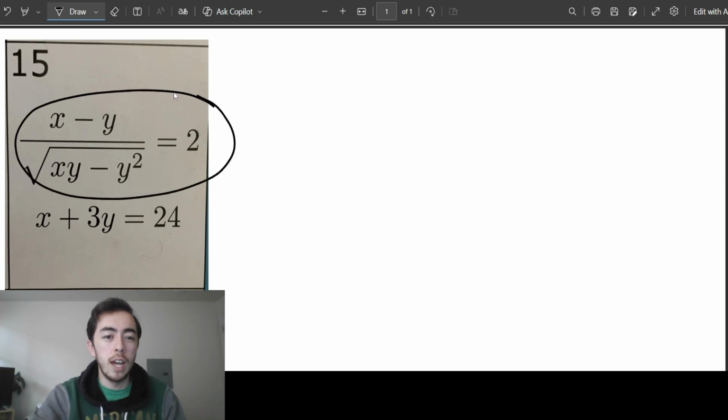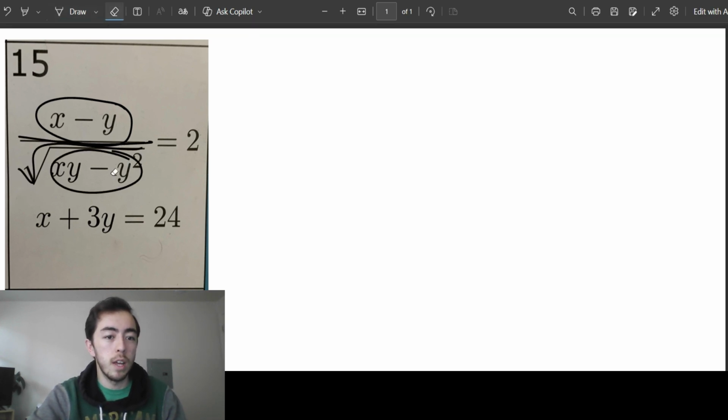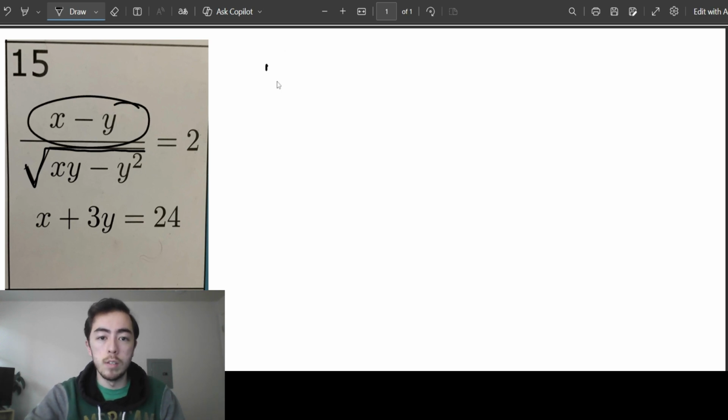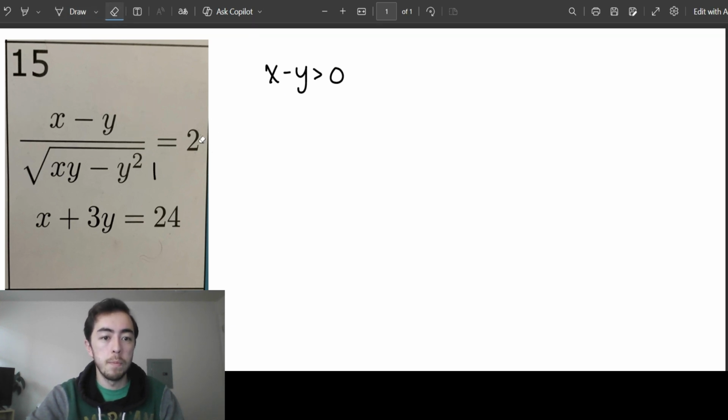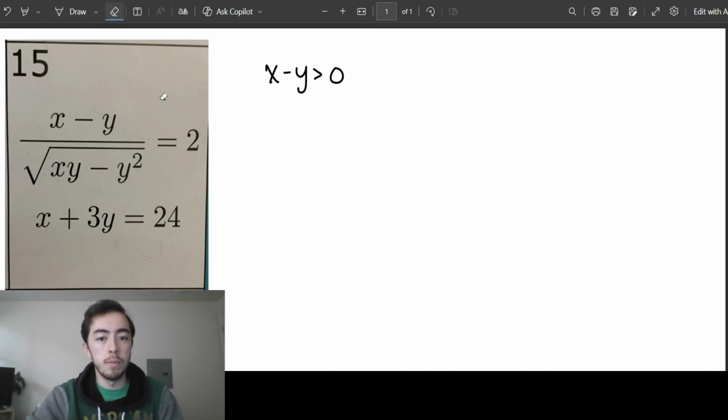Looking here, this is a kind of complicated equation. We have the difference between our two numbers divided by the square root of a complicated expression. I'm trying to figure out some things about x and y just by looking at this equation. I do know that square roots can only return positive numbers. And so this numerator also needs to be positive, because once we do a positive divided by a positive, we're getting a positive 2. There's no way for this number up top to be negative, or else we'll get a negative result from the fraction.